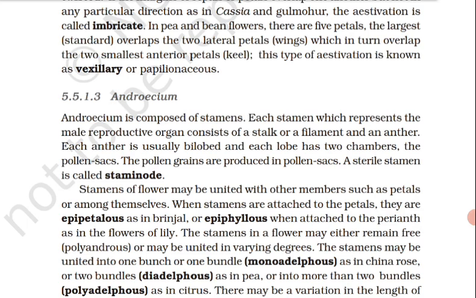It consists of one large and shield-shaped cotyledon known as scutellum and a short axis with plumule and a radicle. The plumule and radicle are enclosed in sheaths which are called coleoptile and coleorhiza respectively. Plumule, coleoptile, radicle, coleorhiza. You can remember it by that.